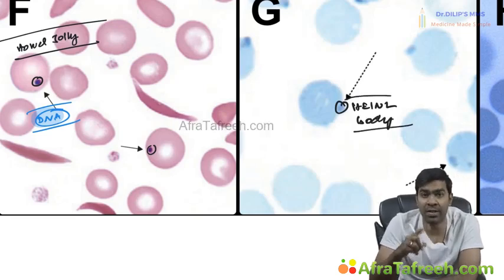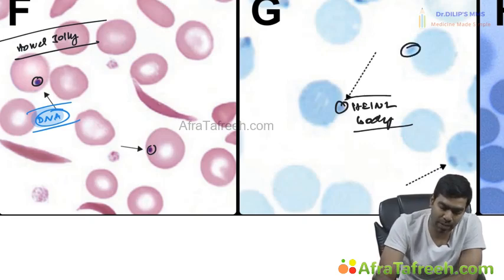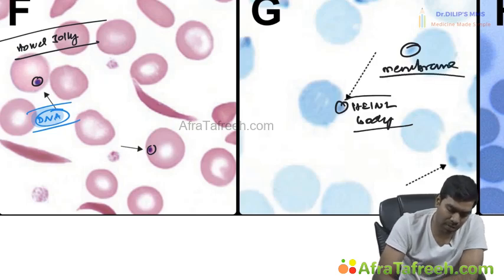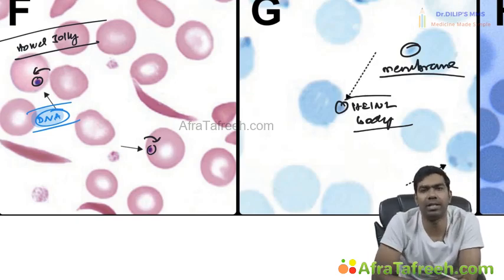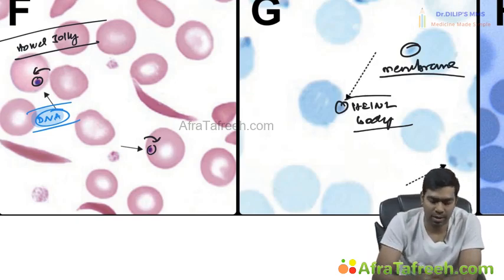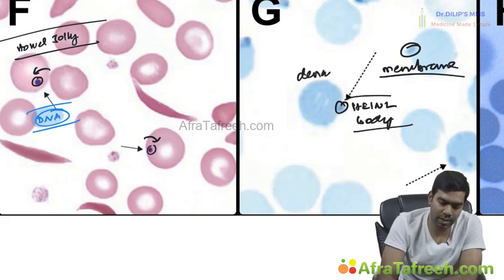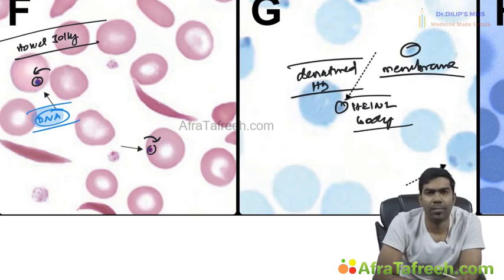But a very important difference is that a Heinz body is typically attached to the membrane, whereas a Howell-Jolly body will not be attached to the membrane. You can see very clearly it is a little bit inside the membrane. It is not attached to the membrane. So Heinz body is made of denatured hemoglobin, whereas Howell-Jolly body is made of DNA remnants. So these are the differences.